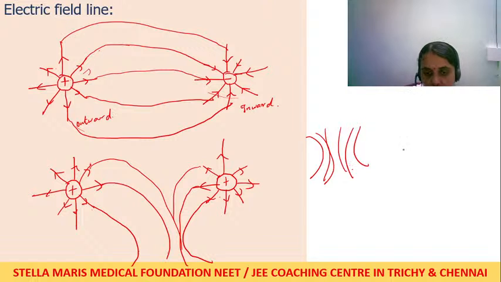Did you understand? Have you all understood this concept? The electric field lines: first we considered the positive and negative charges in a separated, isolated system. If they are isolated, what will happen? Okay Kural, okay Pooja.